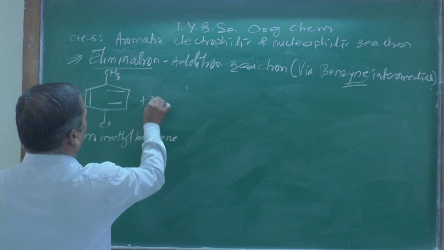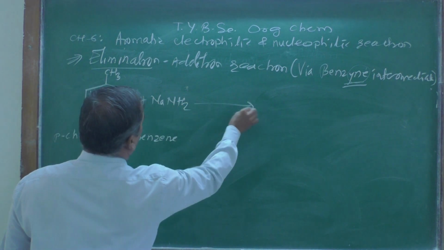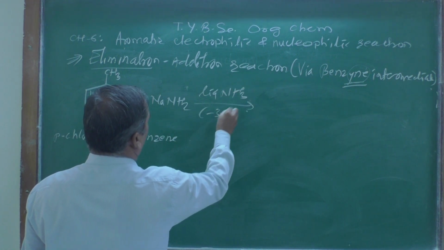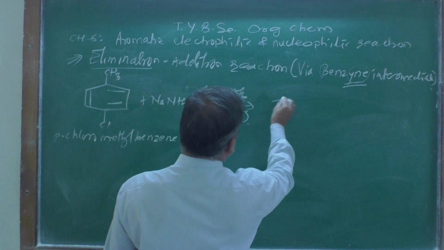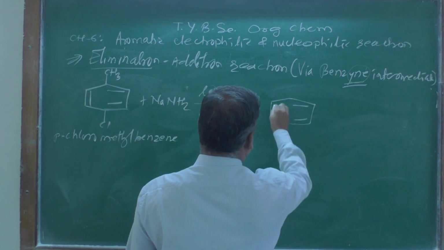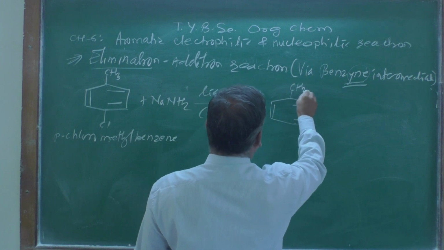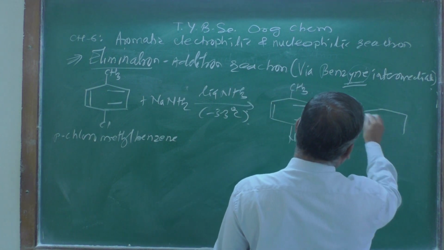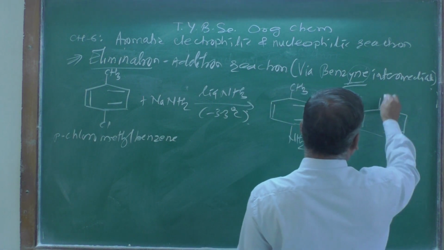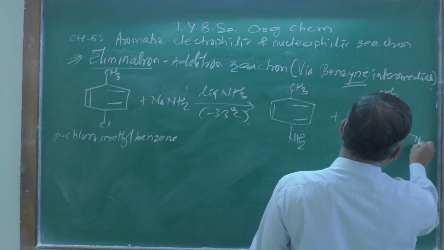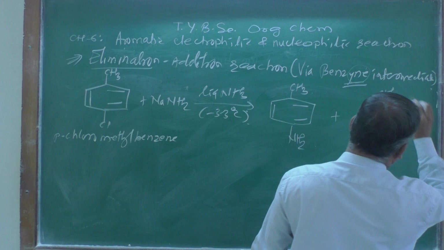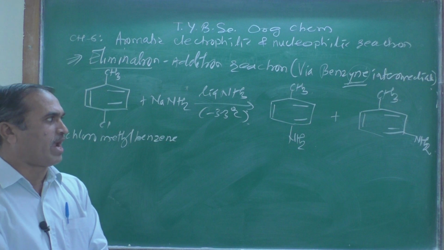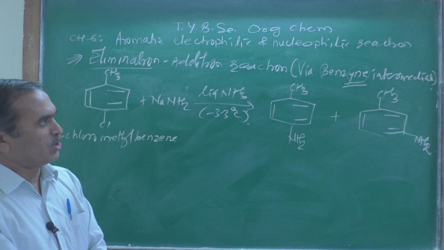Para-chloro-methyl benzene is the IUPAC name of this compound, and when it is treated with NH2 minus in presence of liquid ammonia NH3 at minus 33 degrees centigrade, it gives two products. One product we are getting here is CH3 with NH2, and one more product we are getting here, this is CH3, and another one is CH2 NH2, right?